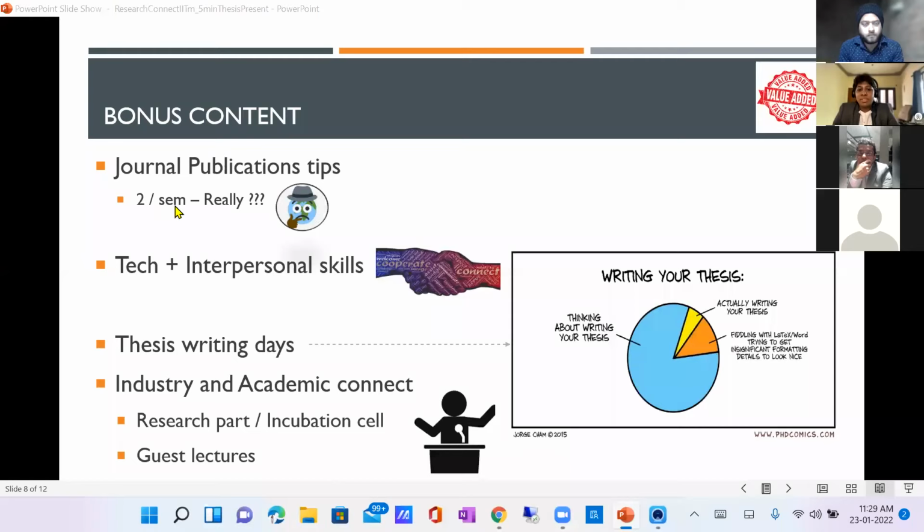Two papers per semester. I mean, initially they told two papers per semester. I thought, really, is it possible? I would say it's not possible, but it's worth giving a shot, because if you aim for Mars, you can land on the moon. In the first year or second year, if we try for 2 papers per year, we will understand how to write a paper, how to understand a paper.